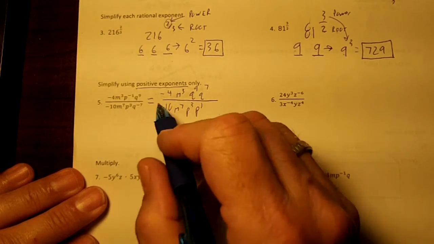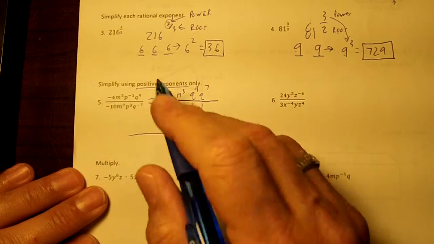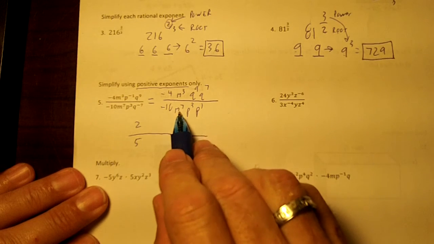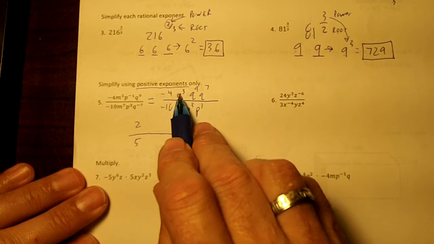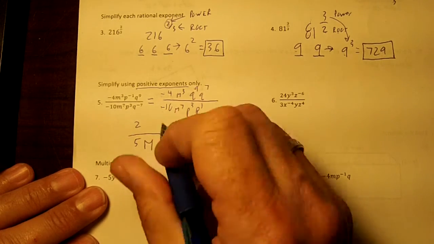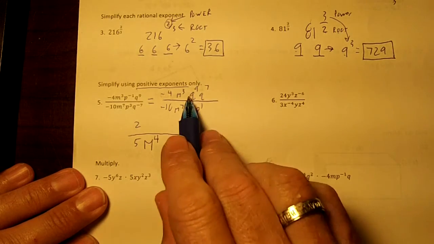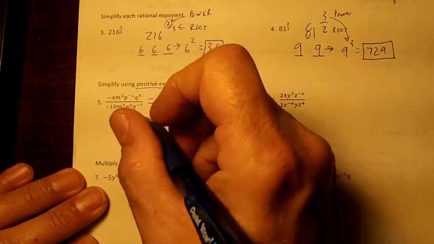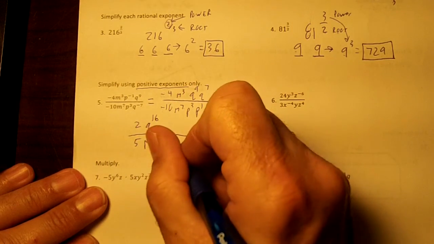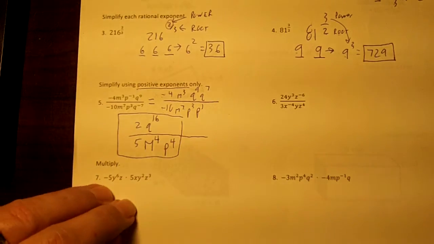Okay, now then I'm going to simplify. Two negatives make a positive. Draw a fraction bar. 4/10 simplifies to 2/5. I have more m's on the bottom than I do on the top, don't I? I have 3 m's on the top. I have 7 m's on the bottom. There's going to be more m's on the bottom, and 7 minus 3 is 4. Now then, I have 16 q's on the top, and I have 4 p's on the bottom. So this right here is my simplified answer with only positive exponents.